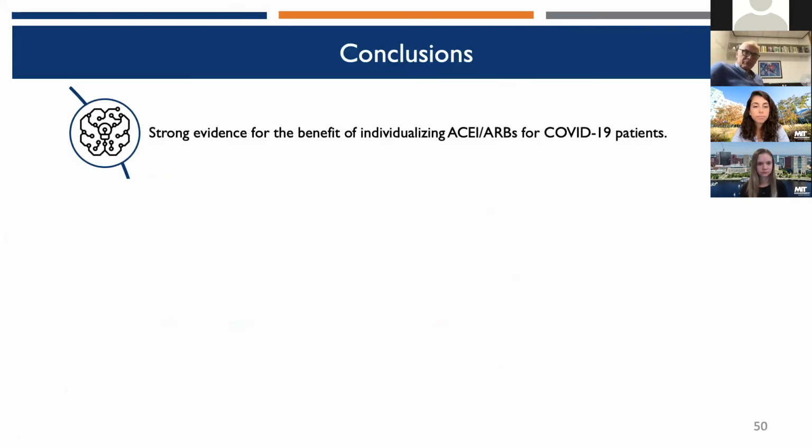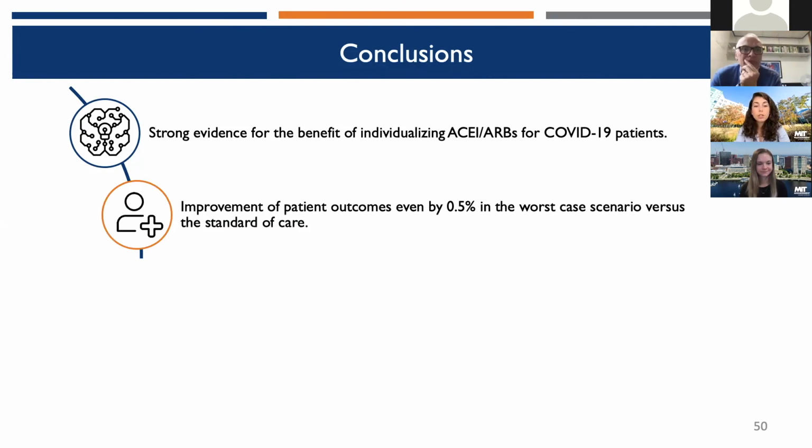So to conclude, our approach establishes strong evidence for the benefit of individualizing ACE inhibitors and ARBs for COVID-19 patients. By personalizing the prescription of these drugs, we are able to improve patient outcomes even by 0.5% in the worst case scenario versus the standard of care. Now, given the magnitude of the pandemic, our algorithm could help clinicians save thousands of lives around the world, even for a small improvement in the mortality and morbidity rate.